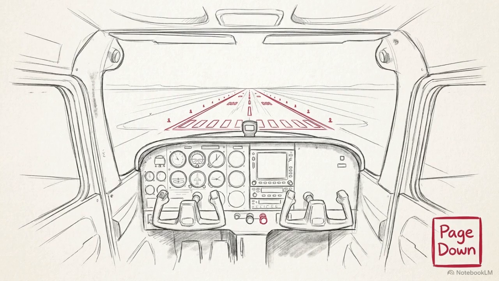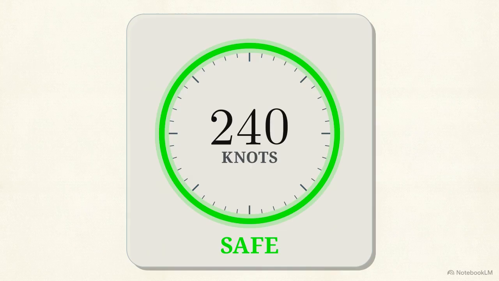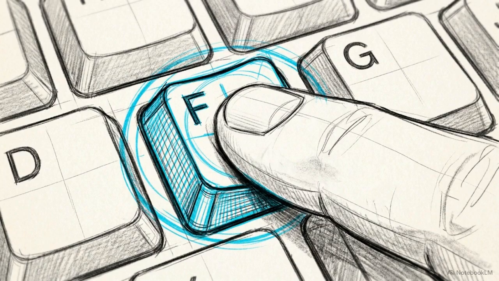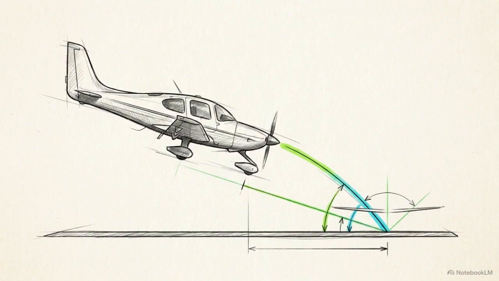To land, line up your approach with a runway and hold the Page Down key to reduce engine thrust. Success depends on speed management. The aircraft must be moving slower than 260 knots at the moment of touchdown to avoid a crash. Press F to extend flaps and G for landing gear. These create the necessary drag for the final descent.